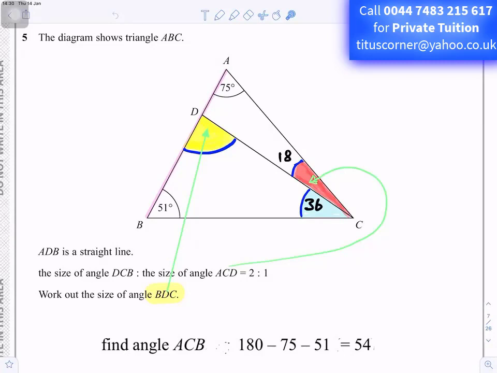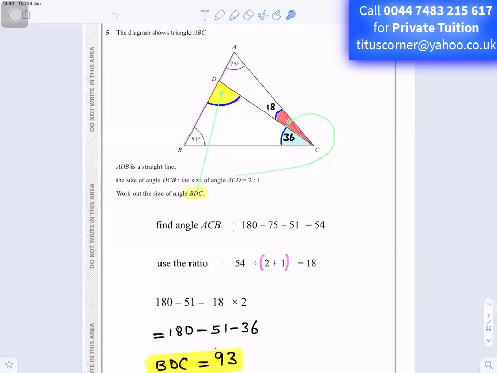So let's find the angle ACB. ACB is this angle I'm highlighting, the total angle ACB. If you see the triangle, the angles add up to 180 degrees. So to get ACB, 180, take away 75 and take away 51. That gives you 54. So ACB is 54 degrees. And we want to share it between those two, between ACD and DCB. So to share it in the given ratio, 2:1, we'll do 2 plus 1. It gives you 3.